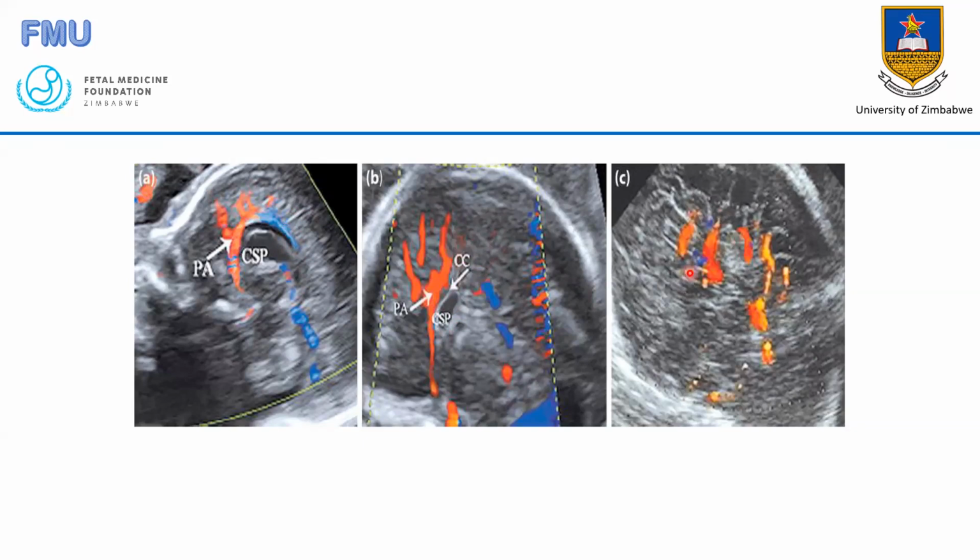And this is a case of absent. You can see the pericallosal artery is missing. We are just seeing this radial vessel there without any connection to the pericallosal artery. So this Doppler, we need it to confirm our diagnosis, whether we are dealing with partial or total agenesis of the corpus callosum. So that's corpus callosum agenesis.